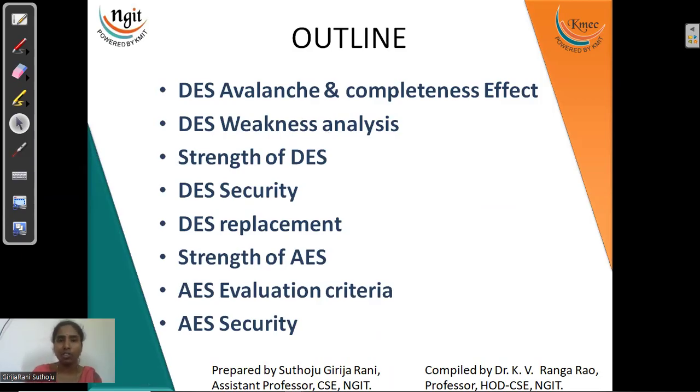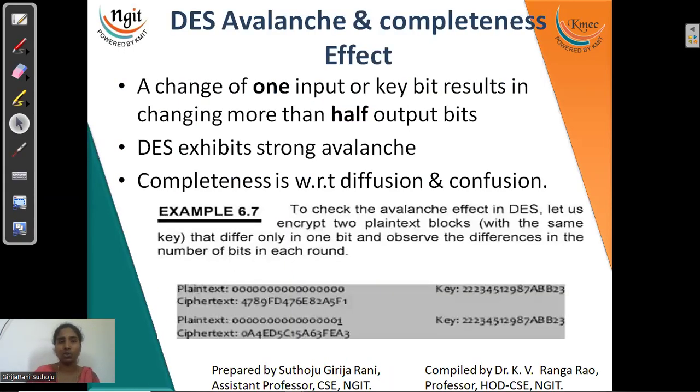So if you look at the outline, we have the effects, the analysis of DES and its security, and why we are going for the DES replacement. The replacement we have is the AES. Now, what is the evaluation criteria and what security is it providing to us.